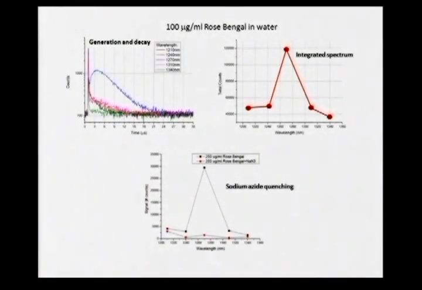We measured it. It works. If anyone is interested, I'm happy to talk about it. We did the standard things. Here's the decay curves. Here's the spectrum. Here's the sodium azide quenching. So we're sure that we were measuring the singlet oxygen.